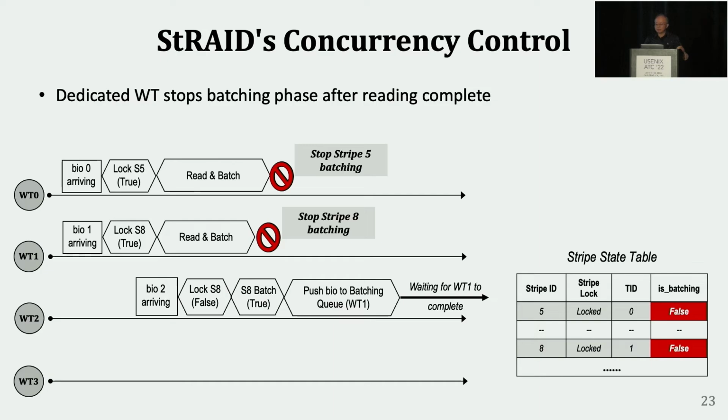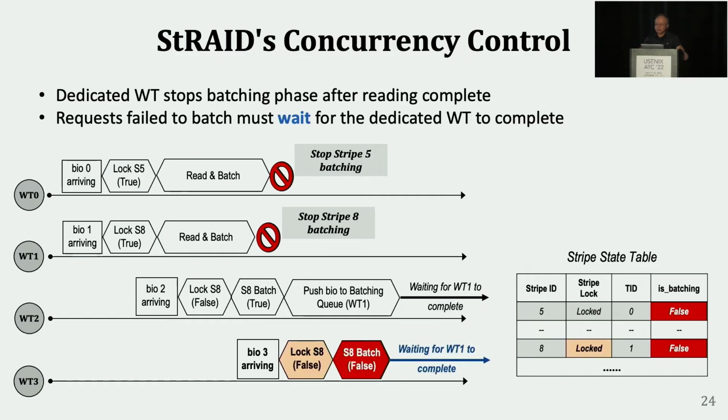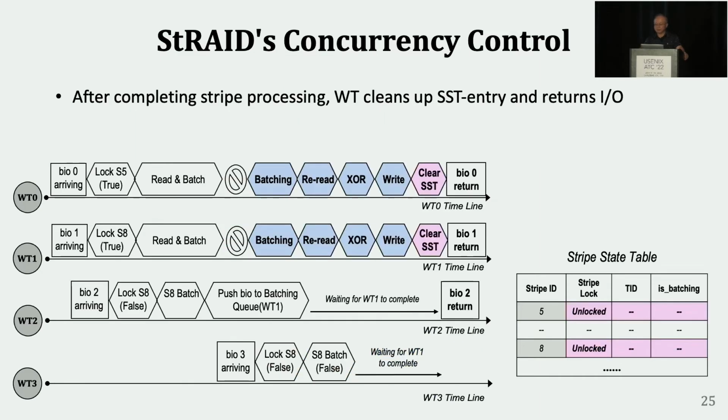When a worker thread completes its batching phase, it immediately transitions the stripe into the frozen phase by using an atomic CAS operation to update SST. After that, the stripe is not allowed to aggregate any further requests. So the newly arrived BIOs from worker thread 3 are consequently blocked and must wait for the stripe to be finished, the stripe lock released.